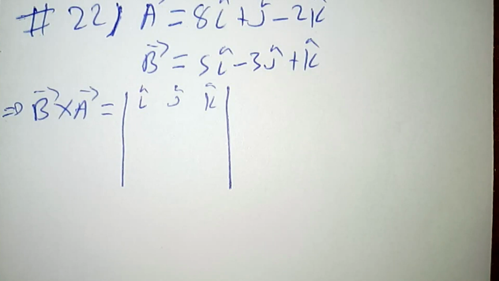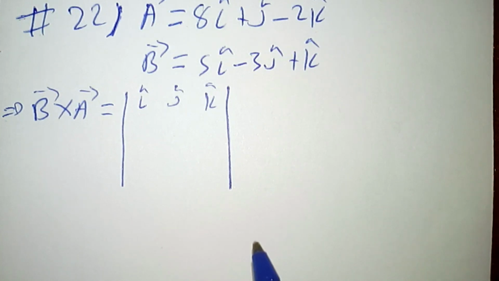Two vectors A and B are given. Vector A is 8i plus j minus 2k and vector B is 5i minus 3j plus k. Then what is the cross product of B and A? That means B cross A, the values of B cross A.